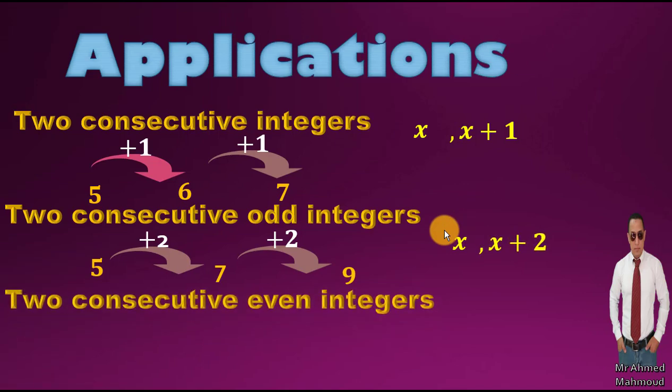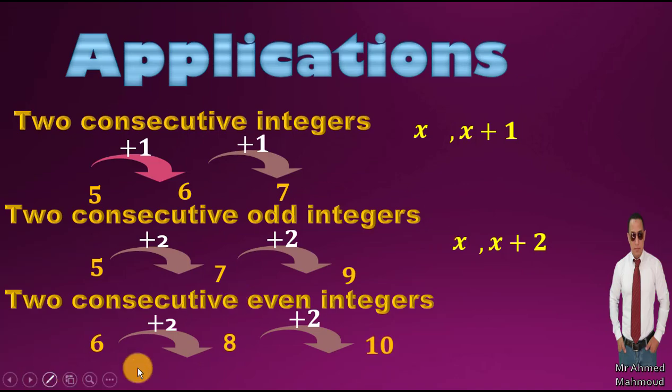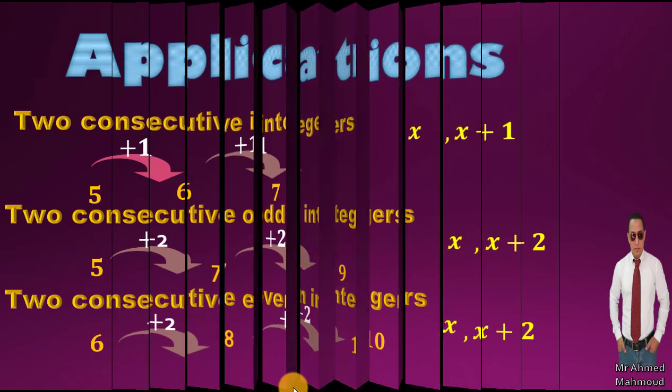Also the consecutive even numbers. If the first even is 6, 6 plus 2 equals 8, 8 plus 2 equals 10. 6, 8, and 10 are three consecutive even numbers. So if the first consecutive is x, the next consecutive is x plus 2. Finally, consecutive integers are x and x plus 1, consecutive odd x and x plus 2, consecutive even x and x plus 2. These are the rules of the consecutive numbers, all the cases of the consecutive. Okay, let's solve the next question.